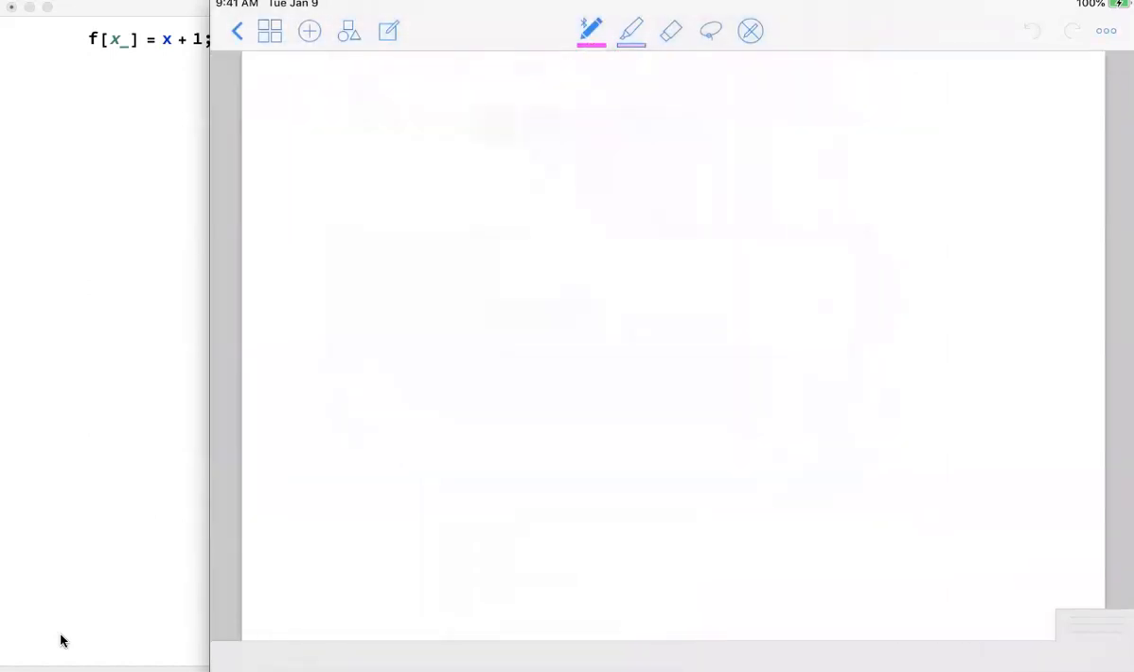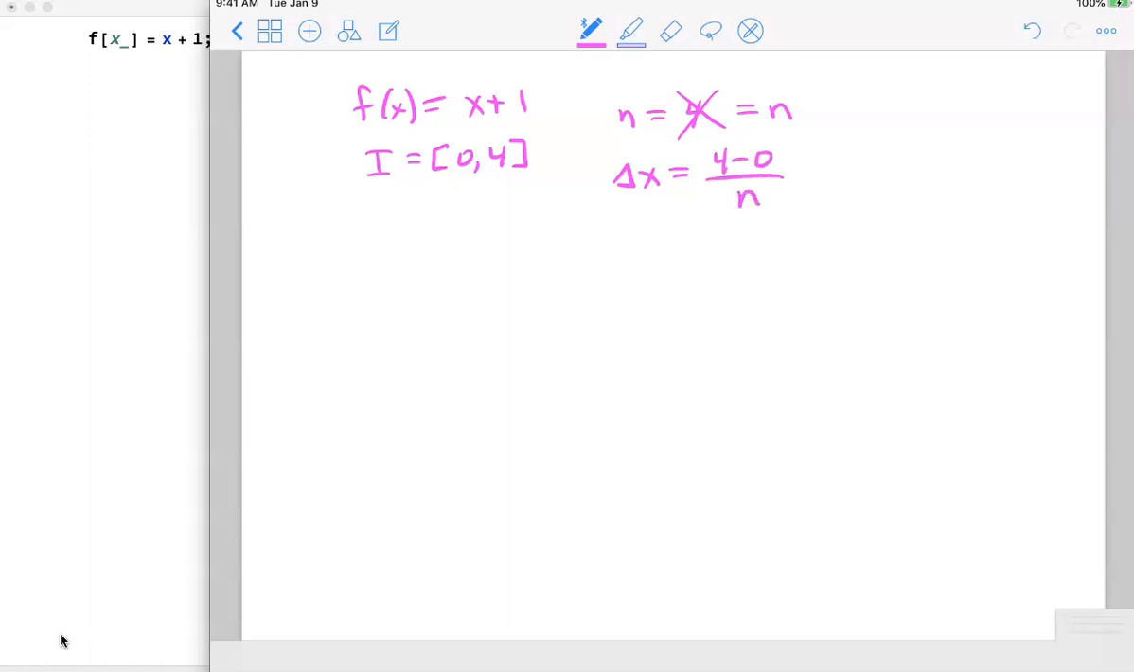So again, we're considering the function f of x is equal to x plus 1. The interval is 0 to 4. Okay? And now instead of choosing n is equal to 4 rectangles, we would like to choose some number n of rectangles. So delta x then is going to be b minus a divided by the number of rectangles, right? And so that's 4 over n.